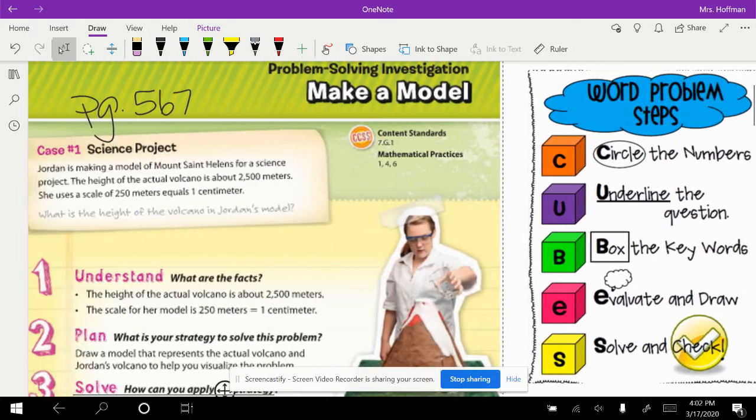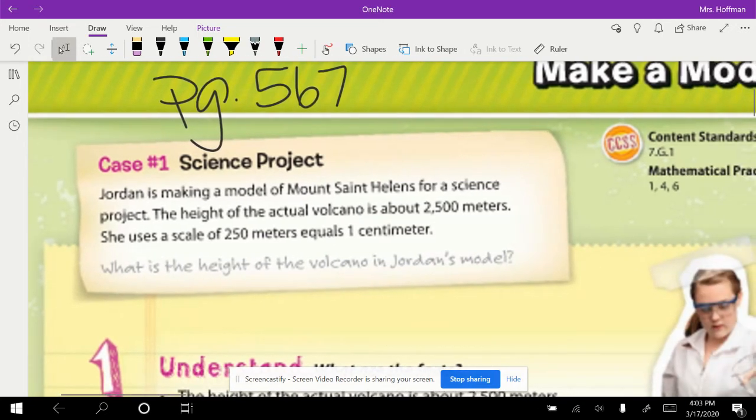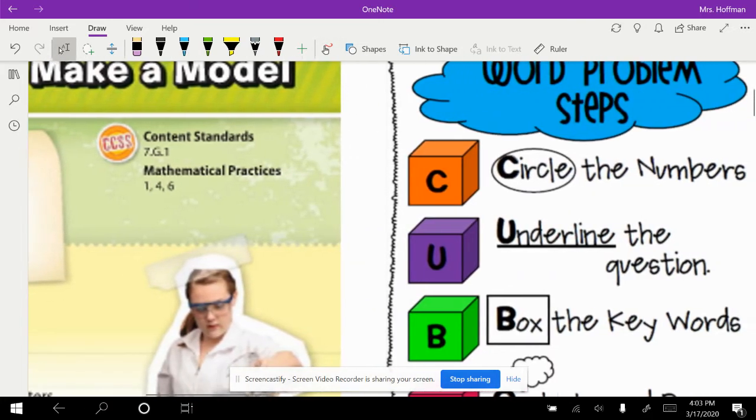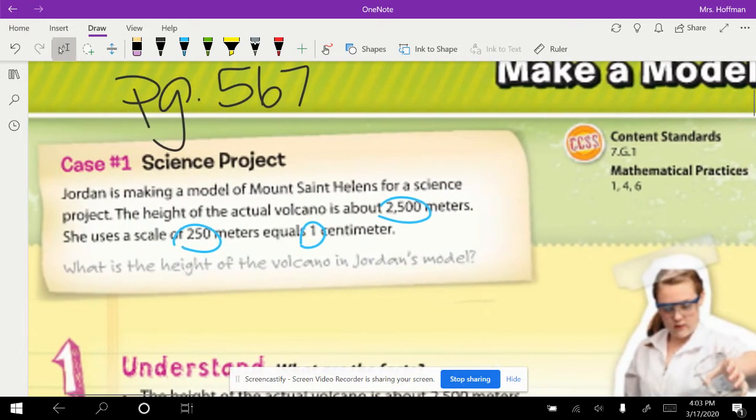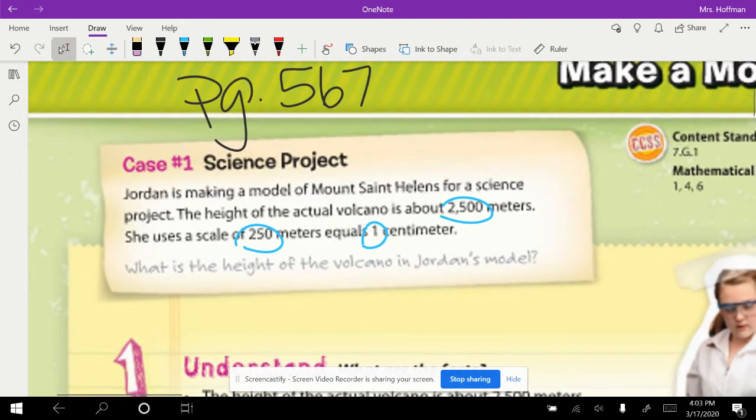So we need to circle all the numbers. Let's do that. Well, I only see 3, so I'm going to do that in blue. I see 2,500 meters. I see 250 meters, and I see 1 centimeter. Okay, next, it says in CUBES, underline the question. What does it want to know? Well, it wants to know what is the height of the volcano in Jordan's model. So I'm going to underline that. What is the height of the volcano?